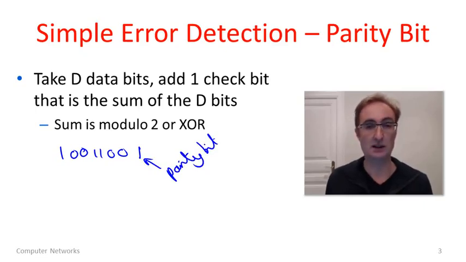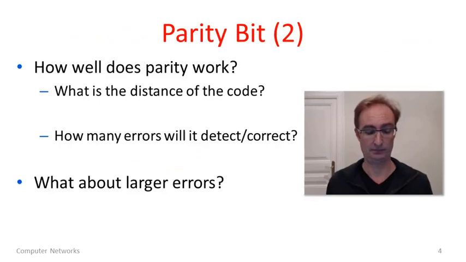Great, that's essentially parity. And you can check the computation at the receiver. You would go through and add them all up again, except for the parity bit, and see if they're equal. Or you could just add everything together including the parity bit, and you should get 0 out by design.